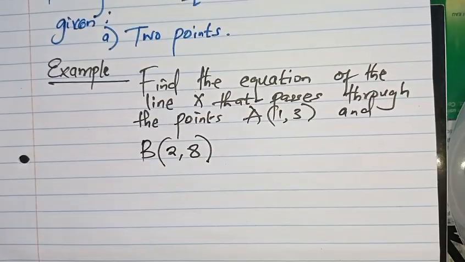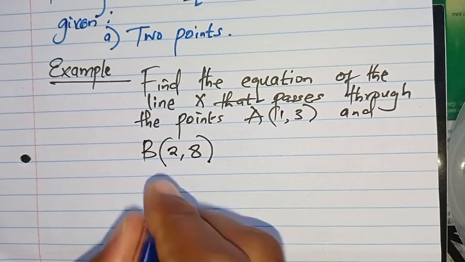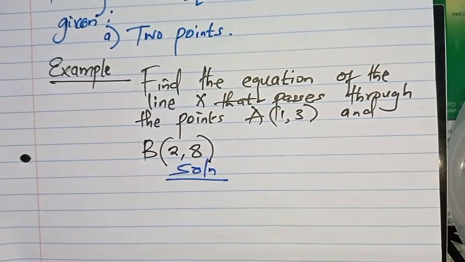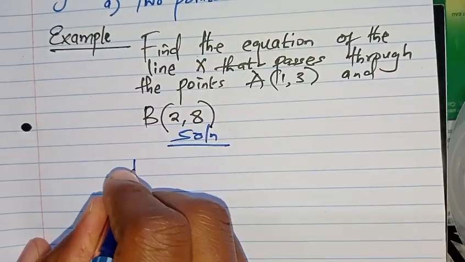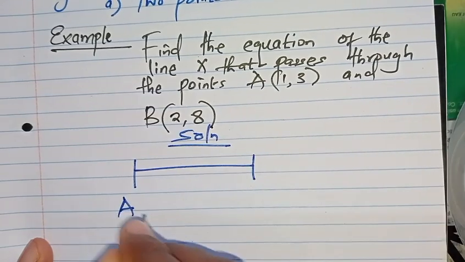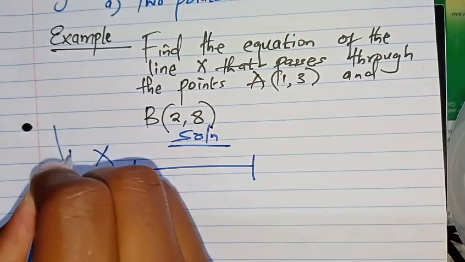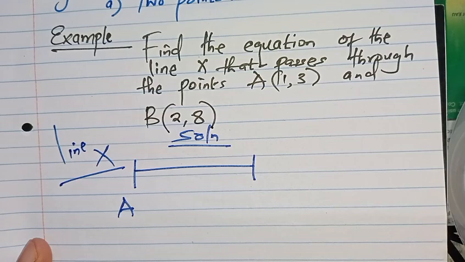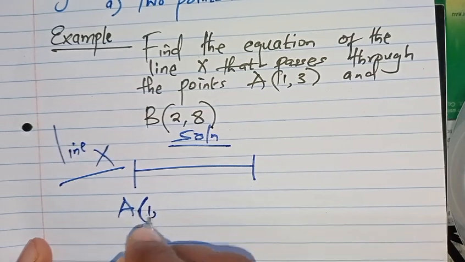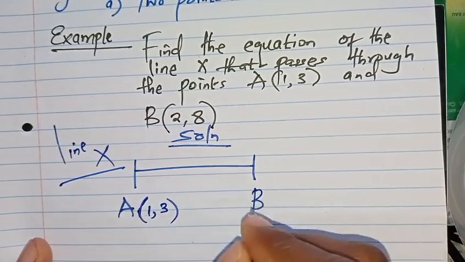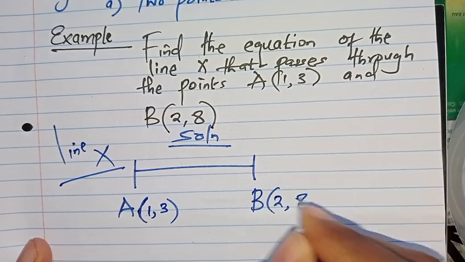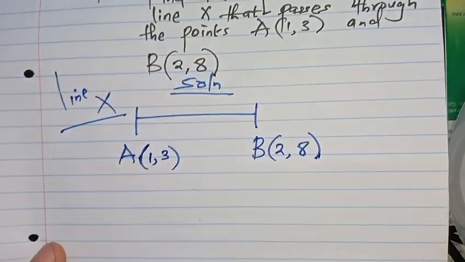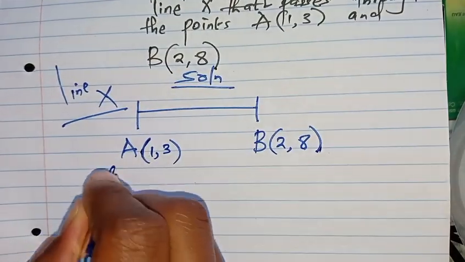So the first thing is to find the gradient. Solution here: we first of all find the gradient. I will sketch the line here, say A here. This line is called line X. So our coordinates for A are (1,3) and coordinates for B are (2,8). So what we do, first of all, we find the gradient.